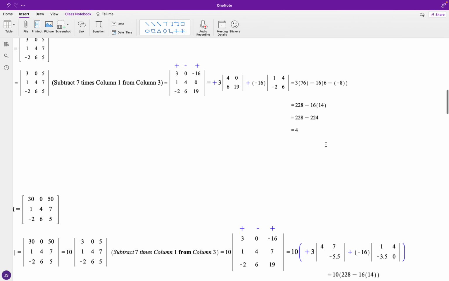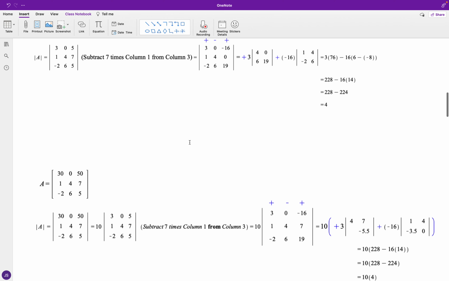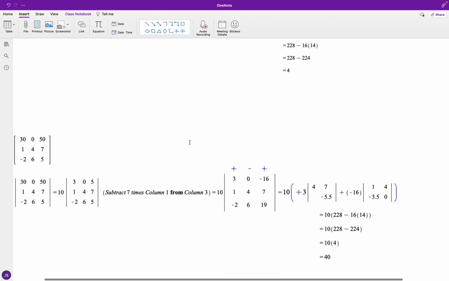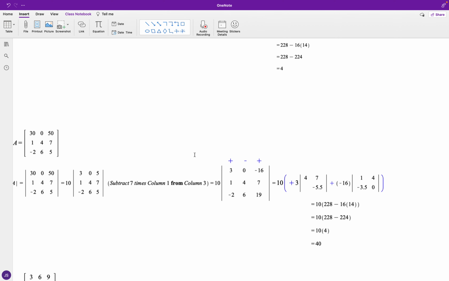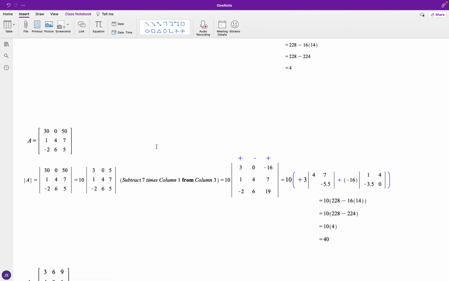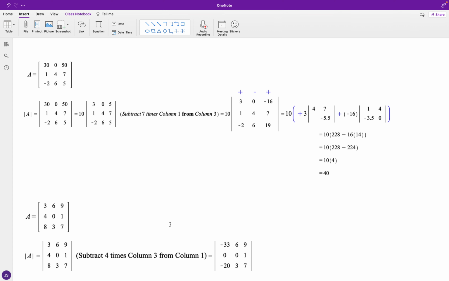Where we had just 305, 147, negative 265, this time around we're going to have 10 times that amount. We're going to have 10 times 4, and that's going to end up at 40. So the difference comes from the 10 that was factored out from the top row. Same work, but with the factored out 10, which we would again multiply by the value from the determinant established inside.